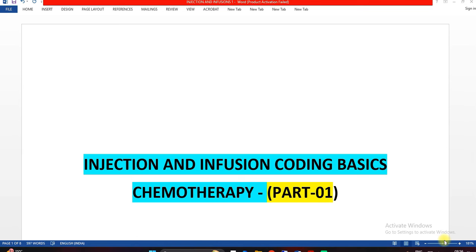Whoever is working in medical coding outpatient departments like ED, ambulatory surgery, as well as observation coding, injection and infusion coding is very essential. From this week onwards, I am going to start a multi-part series related to injections and infusions as well as chemotherapy coding. First, we will learn theory, then afterwards we will practice a few scenarios.